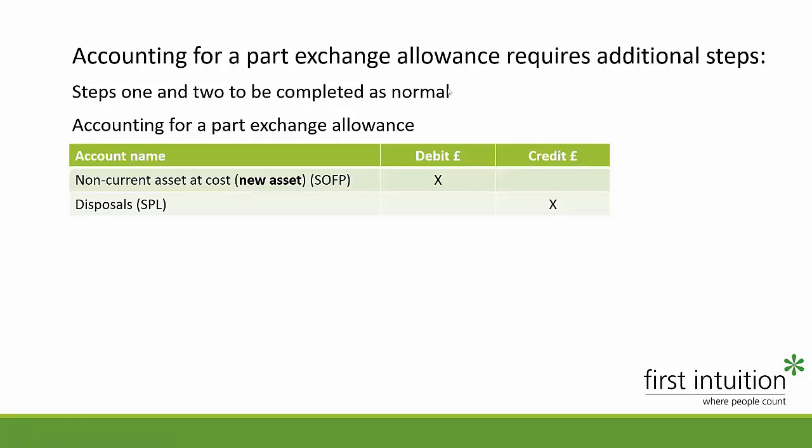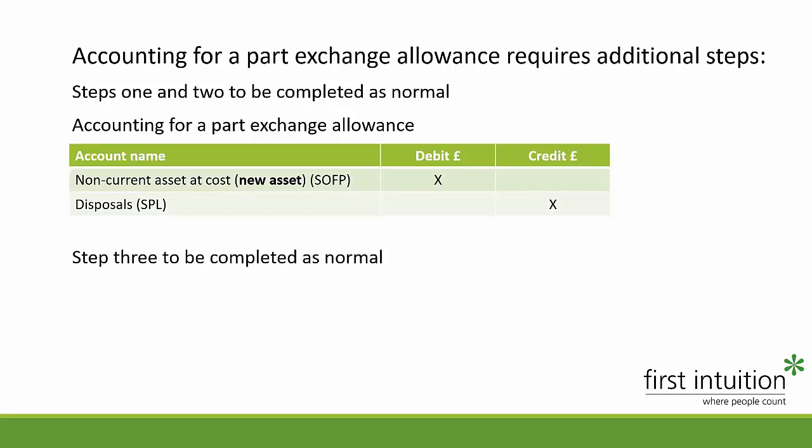So when we're talking about a part exchange allowance, we're going to debit the non-current asset cost, and that is for the new asset. And then we're going to credit the disposals account. Now, what I mean by that is when we're talking about the allowance specifically here. So for example, if we're given £5,000 as a part exchange allowance, that will be debited in the new assets account and then credited to our disposals account.